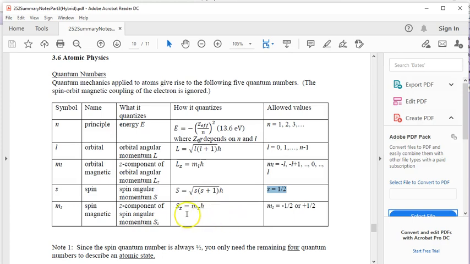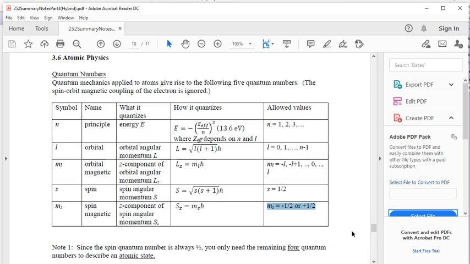And the allowed values of m sub s depend on s, just like the allowed values of m sub l depend on l. So you start at minus s, and you go in integer steps to plus s. But remember that this little s can only be 1/2. So that means m sub s can only have two possible values: minus 1/2, and then adding integer 1, plus 1/2. So there are only two possible values for m sub s, minus 1/2 or plus 1/2.